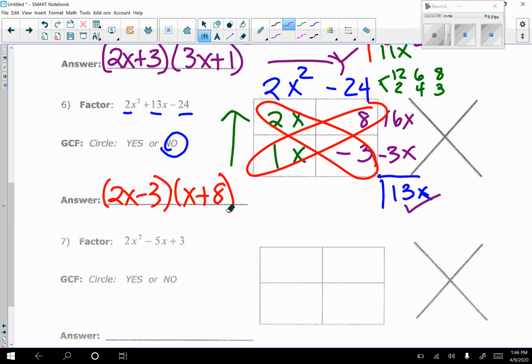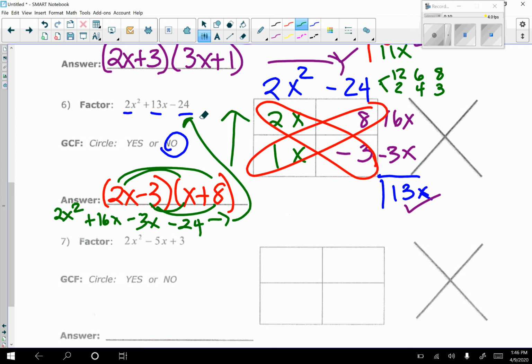You factored it. How can I check if I did this right, Miss Cullen? Well, we can distribute. I have 2x squared plus 16x minus 3x minus 24. So you can check every single one of these problems. 16x minus 3x, that equals 13x. That equals my original problem.